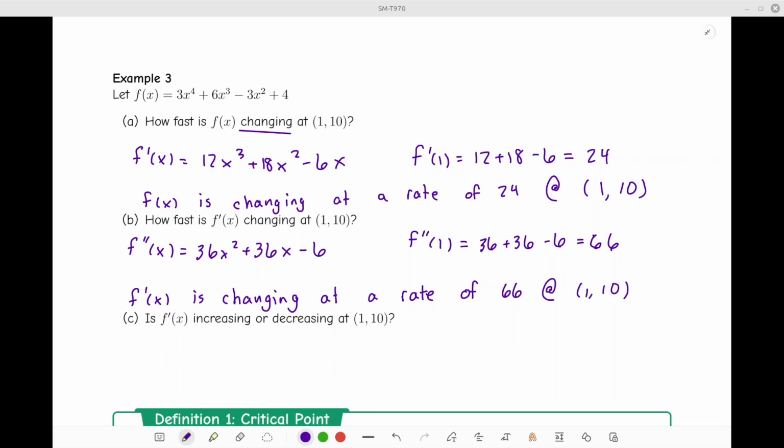Now, is f prime of x increasing or decreasing at 1 comma 10? Well, since f double prime of x is greater than 0, f prime of x is increasing.